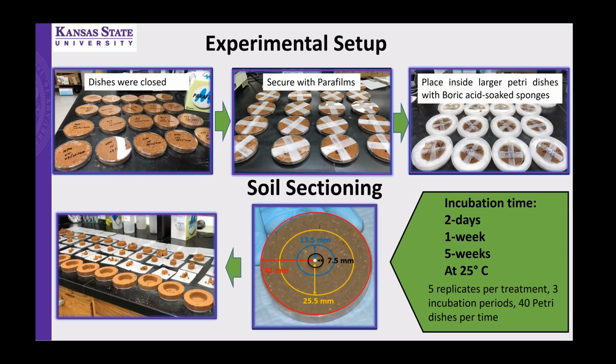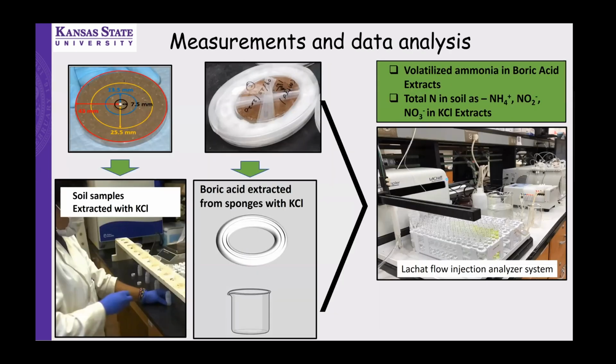And you can see that basically they will look at separate segments of the petri dish, further and further away from the centrally administered fertilizer. So measurements are going to be done. So basically the boric acid is going to capture any kind of ammonia that is being extracted.